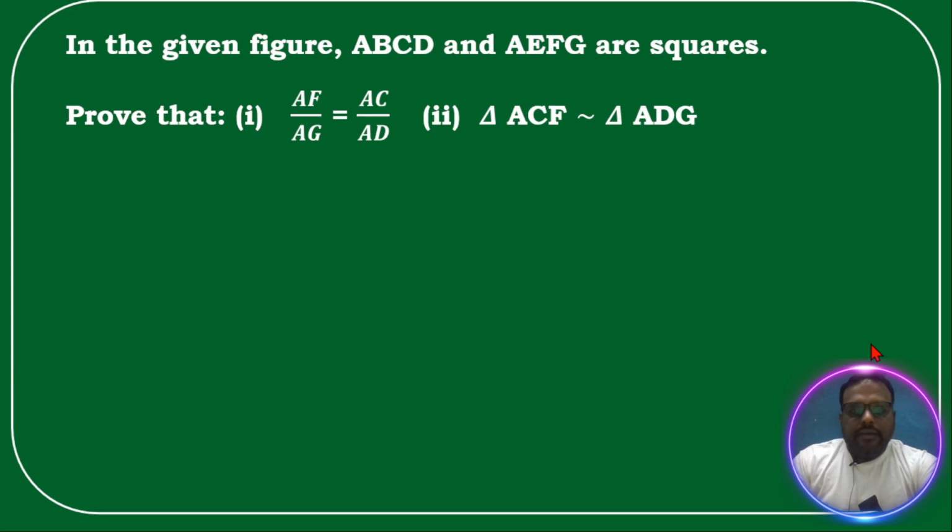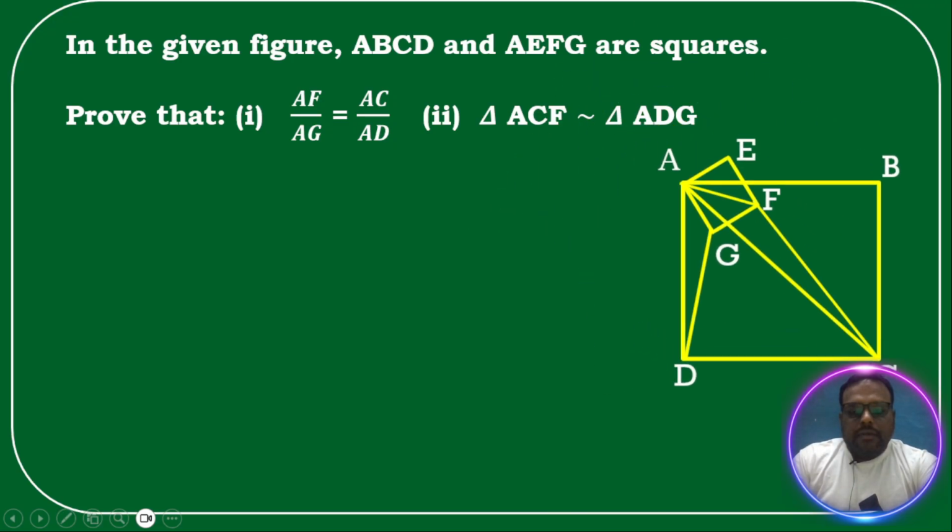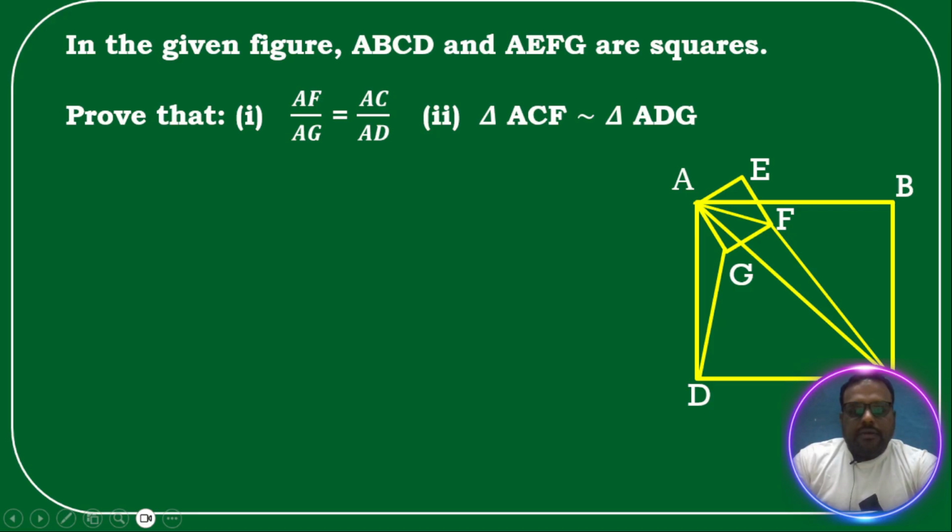In the given figure, ABCD and AEFG are the squares. Here is the given figure for that. So ABCD and AEFG are the squares. We have to prove that AF upon AG is equal to AC upon AD. And the second condition is triangle ACF similar to triangle ADG. We have to prove these two conditions.